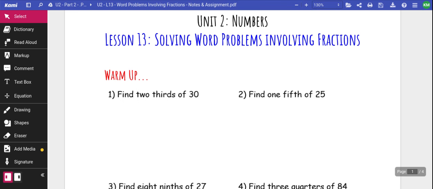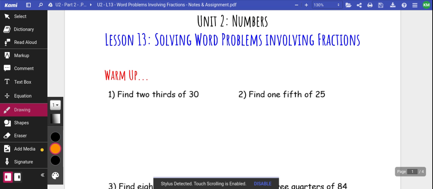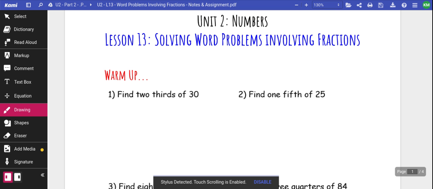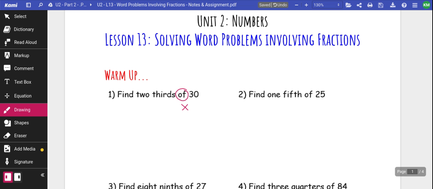So, solving word problems with fractions. To warm up, find 2/3 of 30. Can I teach you a mathematical translation technique right now? When you see the word "of," it means to multiply. So if I say 2/3 of 30, what you are doing is 2/3 times 30.